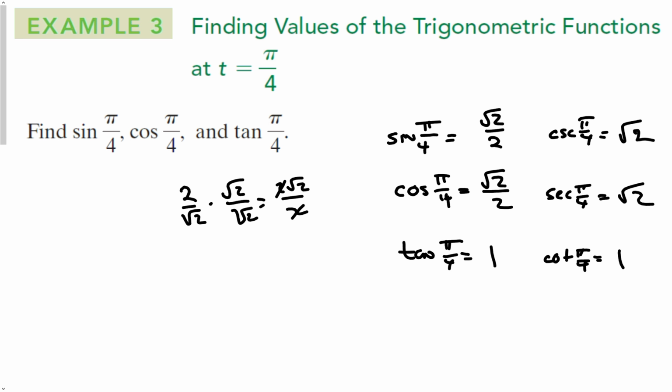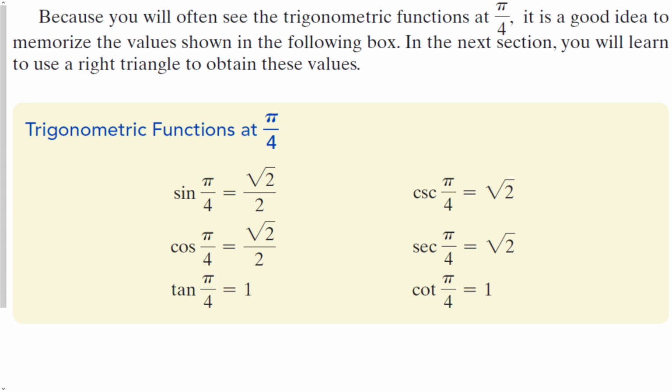Okay. These trig values for pi over 4 are some of the most common. We're often going to see trig functions evaluated at some multiple of pi over 4. It would be a good idea to memorize these values shown in this box. And when we get to all of them, I'll show you a trick to memorize these. Because this was 45 degrees, this is one of our special angles. There's more. You can't forget 30 and 60. We'll do that in the next section.